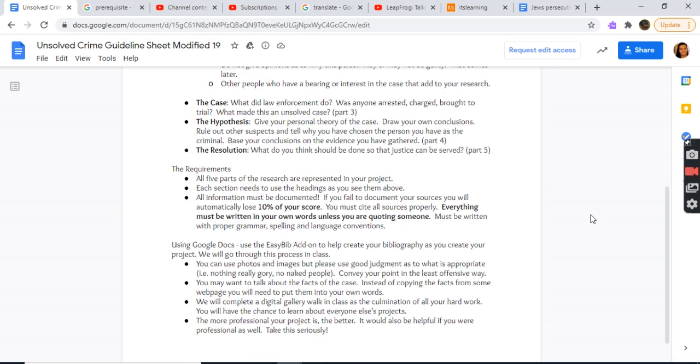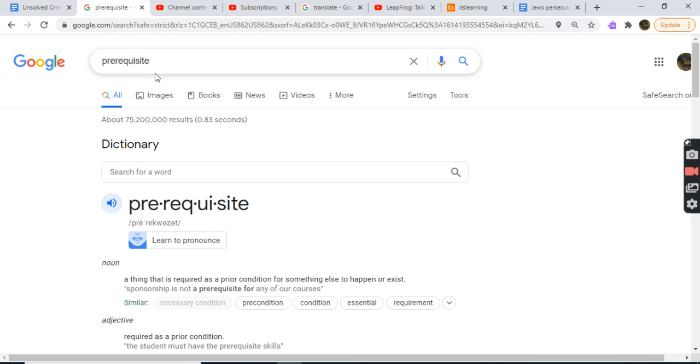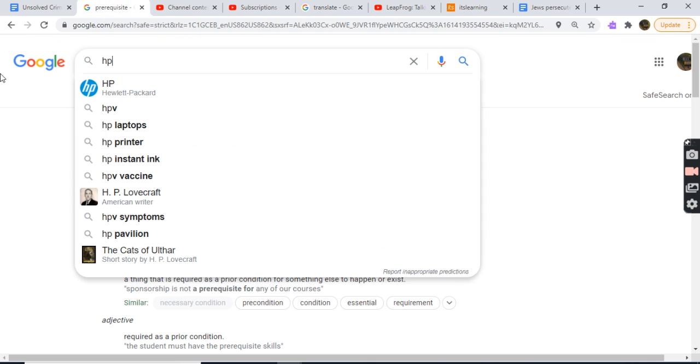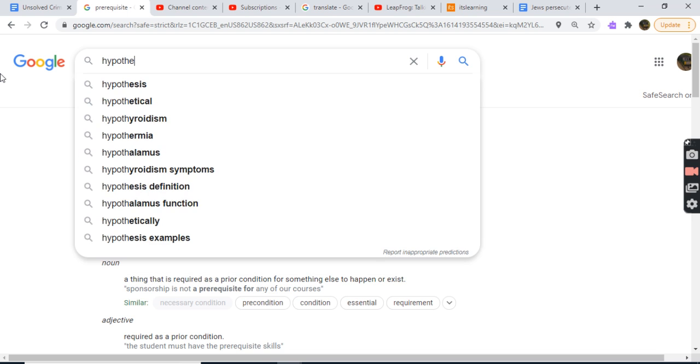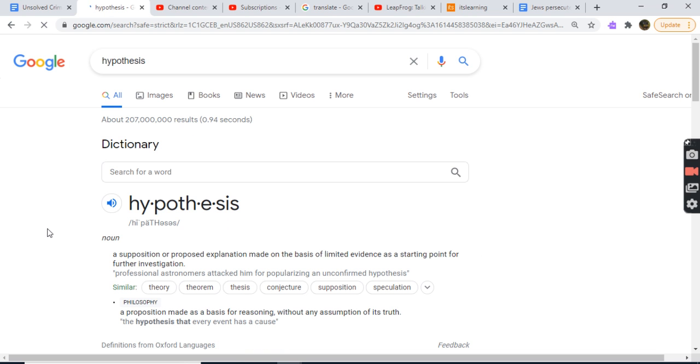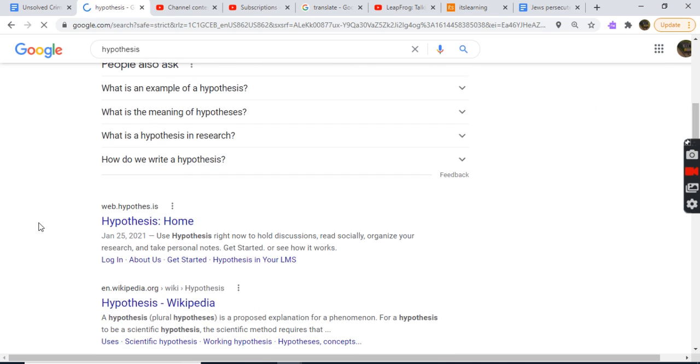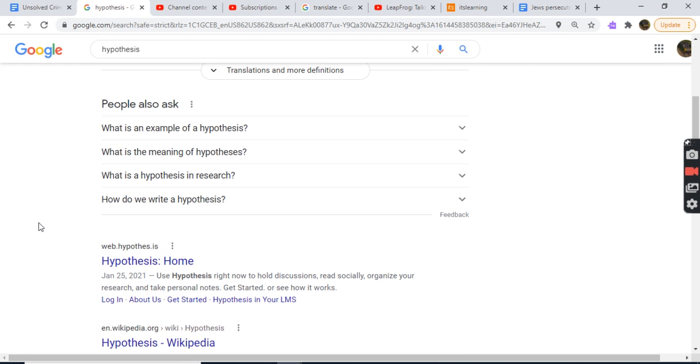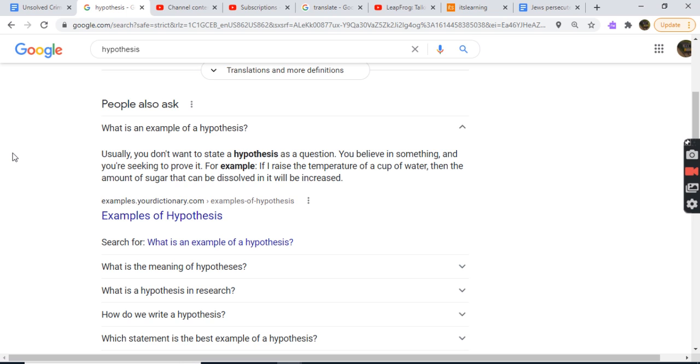Okay, so some of you have questions about the hypothesis. Some people may have a few of them. So what is an example of a hypothesis? Usually, you don't want to state a hypothesis as a question. You believe in something, and then you're seeking to prove it.